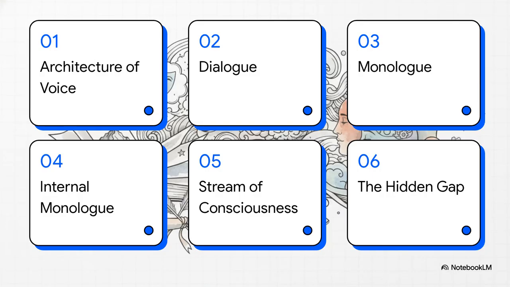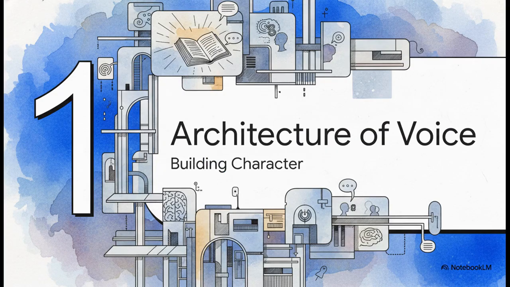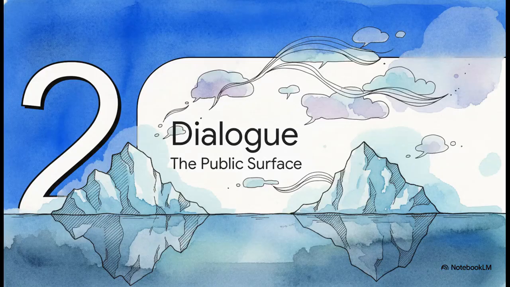Okay, let's quickly check out our roadmap for today. We'll start with the overall architecture of voice, move through dialogue and monologue, and then plunge straight down into internal monologue, stream of consciousness, and finally, the hidden gap. All right, Section 1, the architecture of voice and how we build character. Moving into Section 2, Dialogue, the public surface.